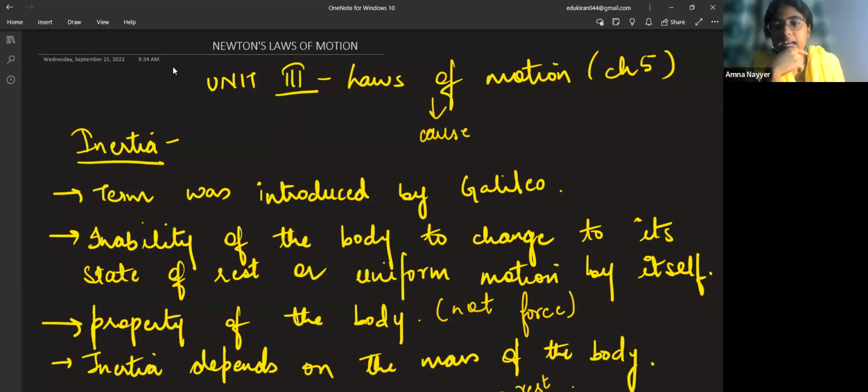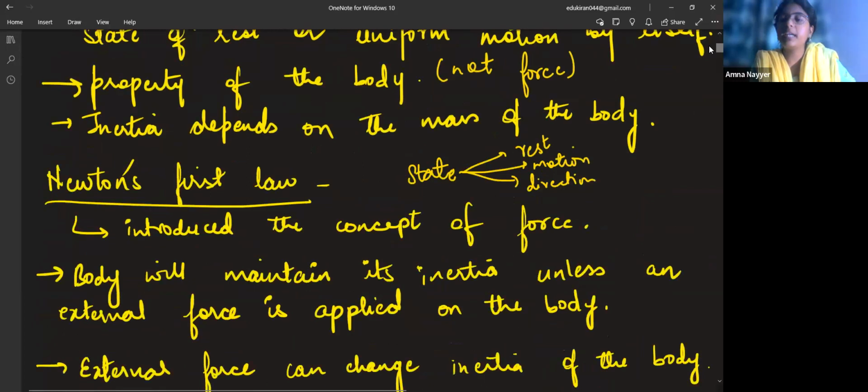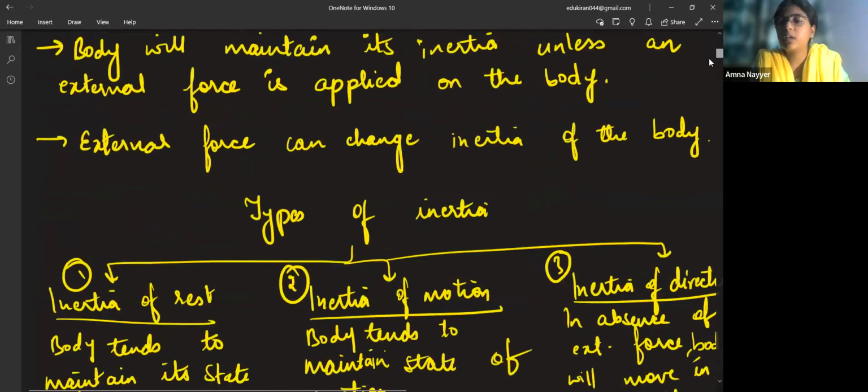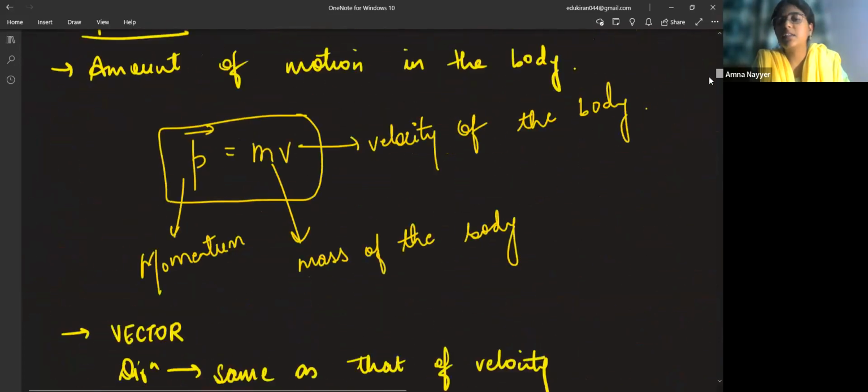Yes, class. In the last class, we had started with laws of motion, chapter number 4 of your NCERT. So all the 3 laws we have covered. Quickly, let us revise them. First law was law of inertia. Inertia was the property to maintain its state, either its state of rest, state of motion, or state in a particular direction. That is Newton's first law.